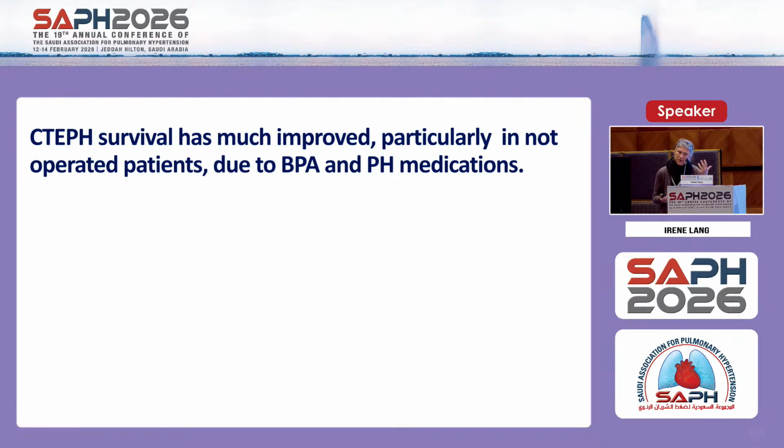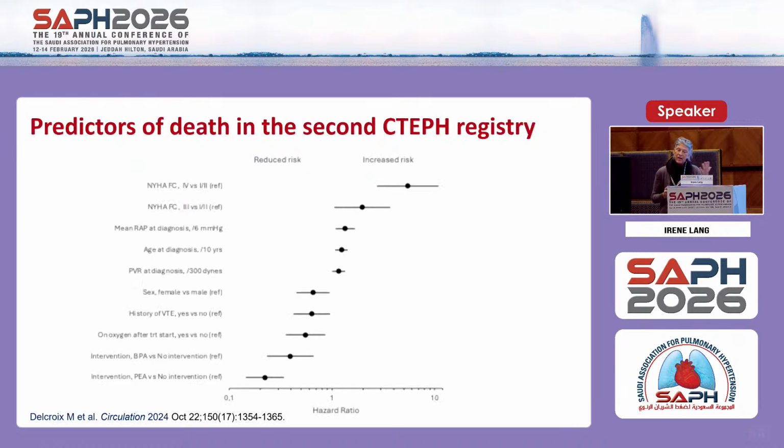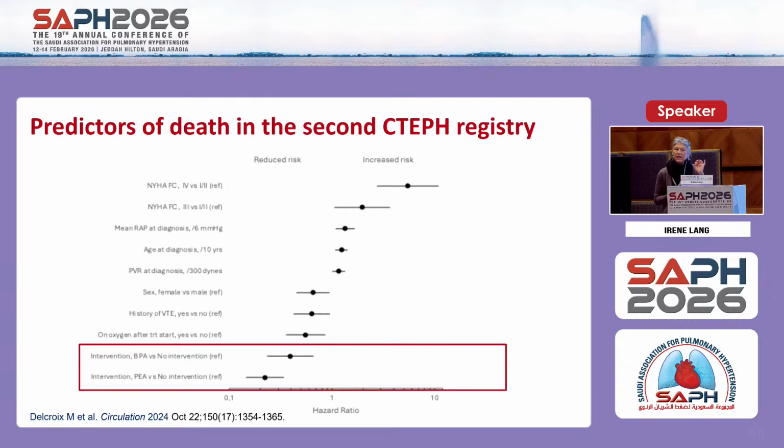So for this group of patients who are no candidates for pulmonary endarterectomy, there is BPA and PH medications. Let us dissect the role of both. In the second registry, mechanical treatments were very clear predictors of better outcome. So the mechanical aspect of CTEPH is very strong.